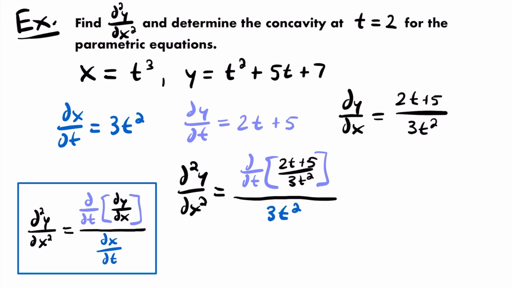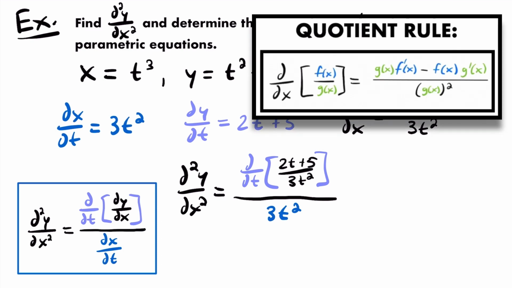So to find the derivative, we will need to use the quotient rule. If you don't remember the quotient rule for derivatives, I'll have it up here on the screen for you to reference. But here's how it's going to work. We start by taking the denominator, or the bottom function, and multiplying it by the derivative of the numerator, or the top function. So we're going to have 3t squared times the derivative of 2t plus 5.